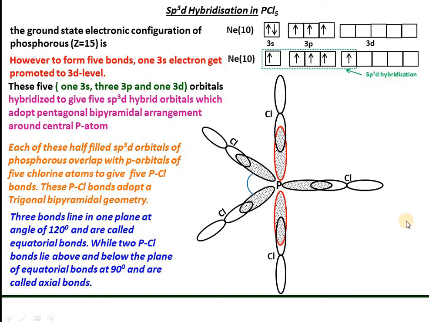Here in PCl5, the 3 bonds lying in one plane having an angle of 120 degrees each are called equatorial bonds, and the 2 P-Cl bonds, one lying above and one lying below the plane of these 3 bonds, forming an angle of 90 degrees with them, are called axial bonds. So this is the final structure of PCl5 on the basis of sp3d hybridization.